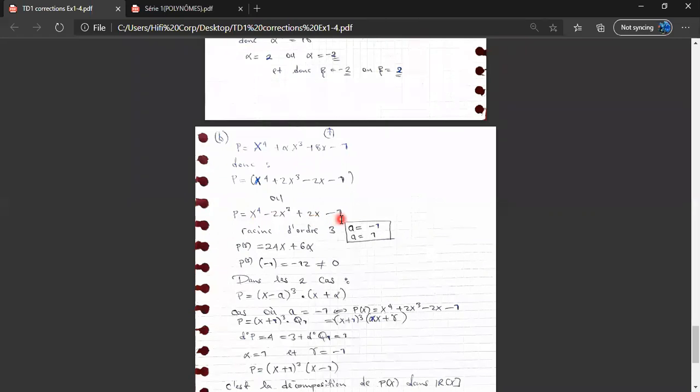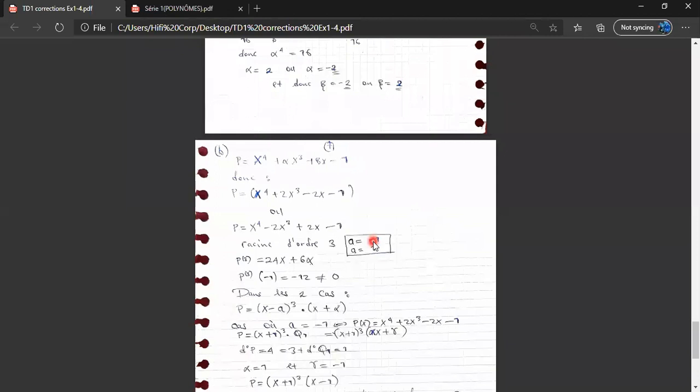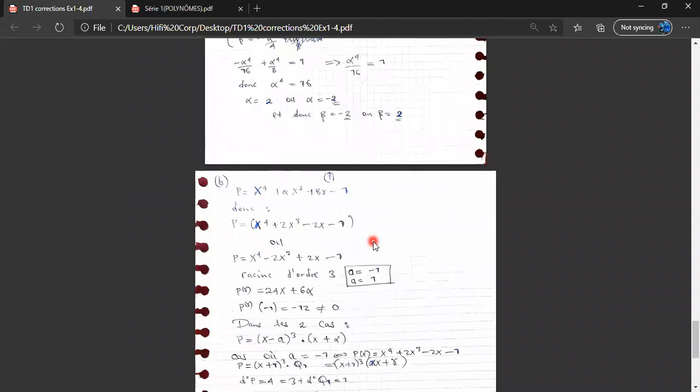And then what will be our racine of order 3? What will be our racines? Our racines will be equal to -1 and equal to 1, because the equation of the racine is equal to what? What's the equation of the racine which we found? Gibson, are you there? Anyone to help us? The equation?